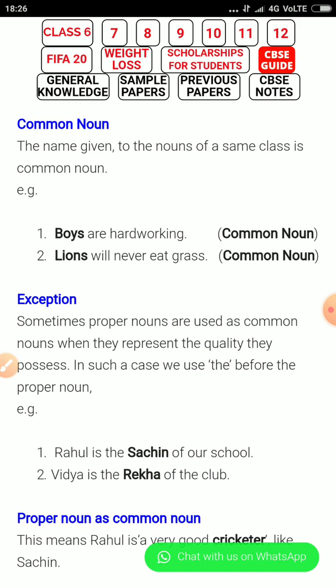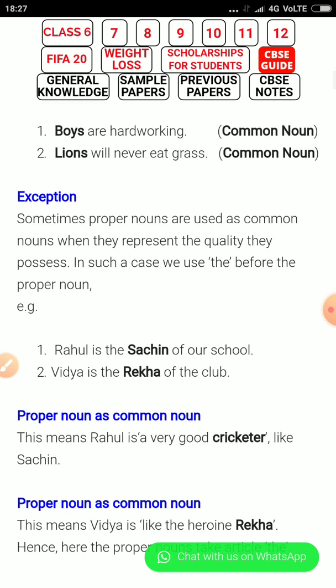Now some exceptions. Sometimes proper nouns are used as common nouns when they represent the quality they possess. In such cases, we use 'the' before the proper noun. Like, Rahul is the Sachin of our school. Sachin Tendulkar is a famous cricketer, but Rahul's qualities are like the qualities of Sachin. Vidya is the Rekha of the class. So Vidya's quality is like Rekha, a famous film star, and Vidya possesses some qualities like Rekha.